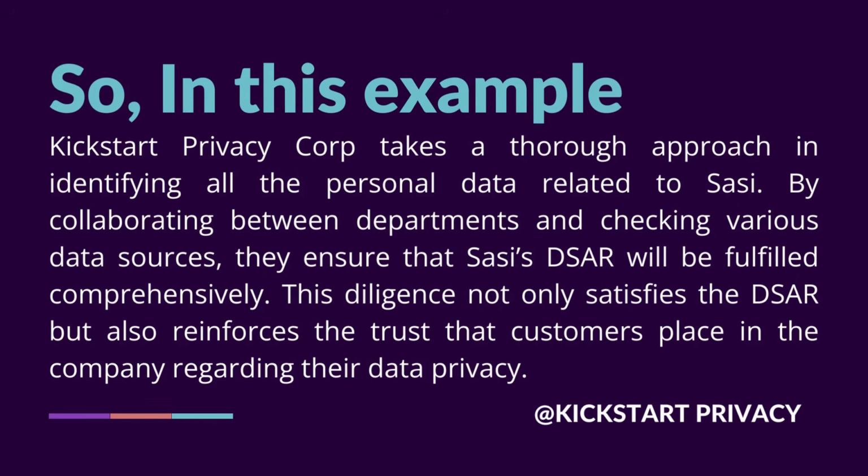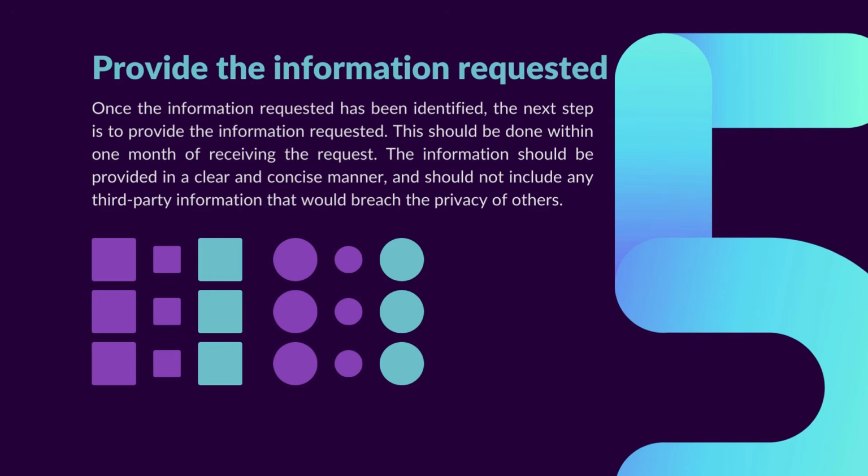Let's move on to step number 5. Provide the information requested. Once the information requested has been identified, the next step is to provide the information requested. This should be done within 1 month of receiving the request. This information should be provided in a clear and concise manner and should not include any third party information that would breach the privacy of others.